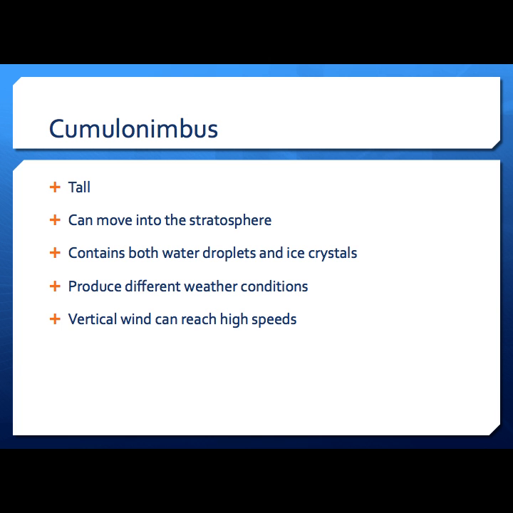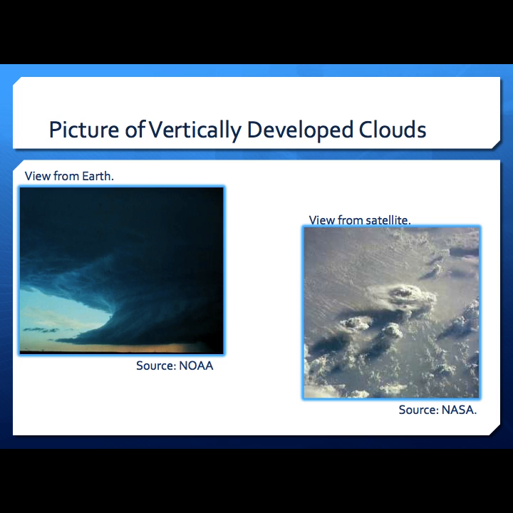Next we have cumulonimbus, which are very tall. They can move into the stratosphere. They contain both water droplets and ice crystals because of the different heights within the cloud, and they produce different weather conditions. The vertical winds can reach very high speeds.